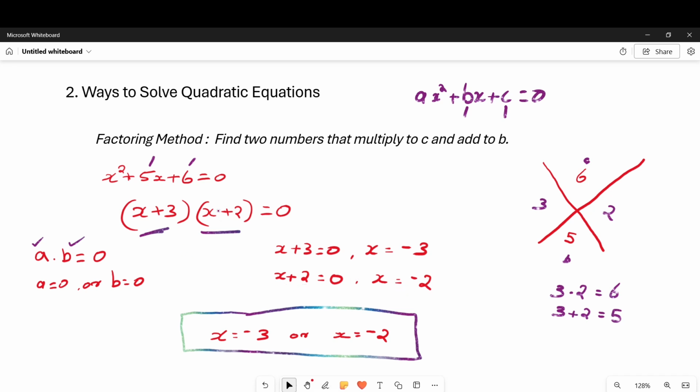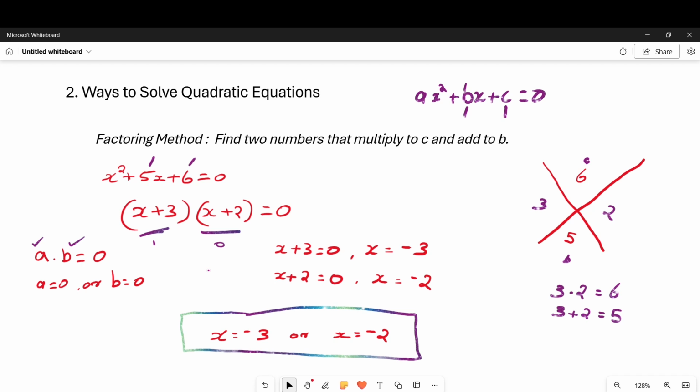If you put x is equal to minus 2 here, what will x plus 3 be? It will be 1. Then what will x plus 2 be? Minus 2 plus 2 is 0. So this term will be 0. Even though this side is 1, no matter, because this term is 0, the entire equation goes to 0.